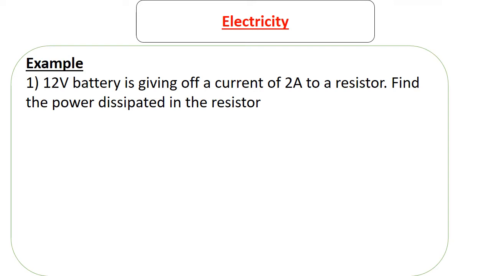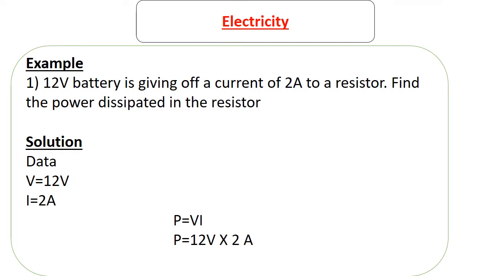A 12 volts battery is giving off a current of 2 amps to a resistor. Find the power dissipated in the resistor. So this is simple. The data I've been given is the voltage, which is 12 volts, and the current, which is 2 amps. Power is voltage multiplied by current. Voltage is 12 volts and current is 2 amps. So this is just straightforward. We just plug in the values for V and I. 12 times 2 is going to give us 24 watts.